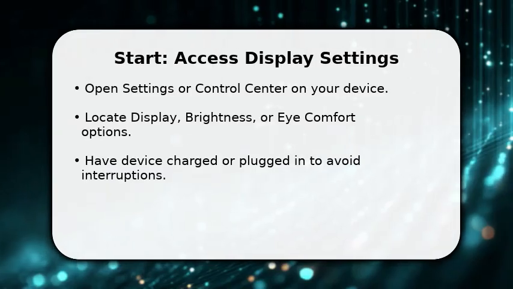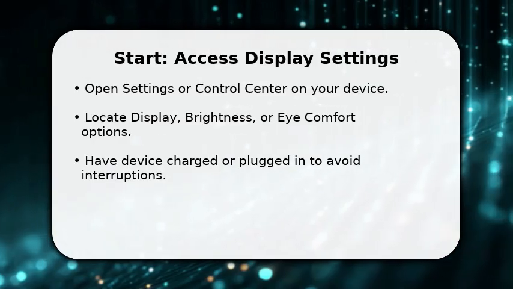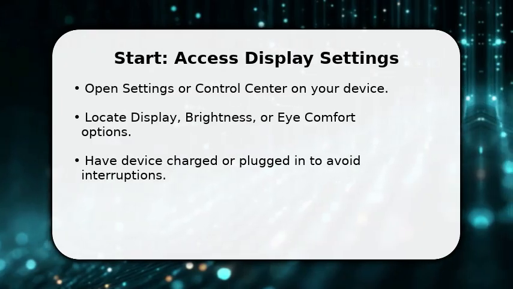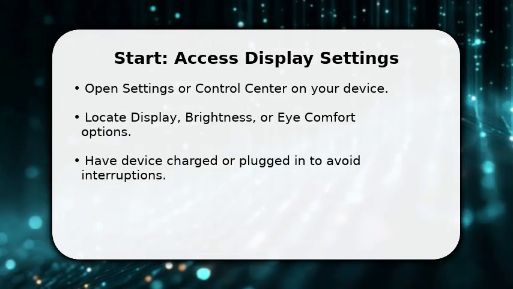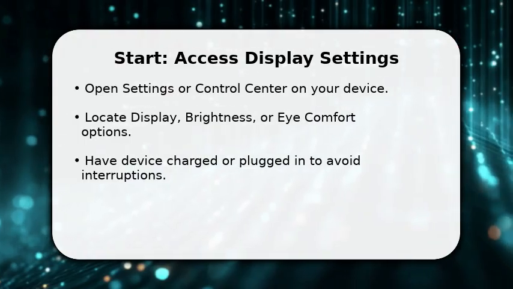You'll begin by going straight to display or brightness settings. Don't waste time on general menus. Once there, look for labels like night light, blue light filter, or eye comfort. If you're on mobile, swipe down for quick toggles. On a PC, open settings system display.